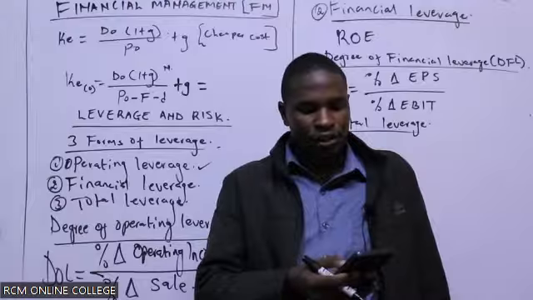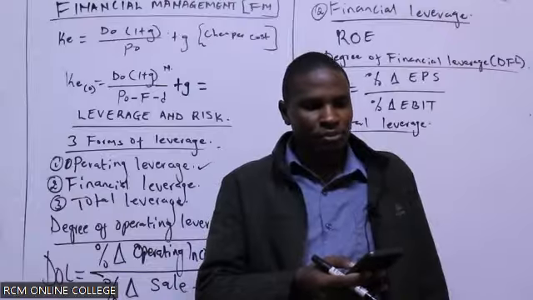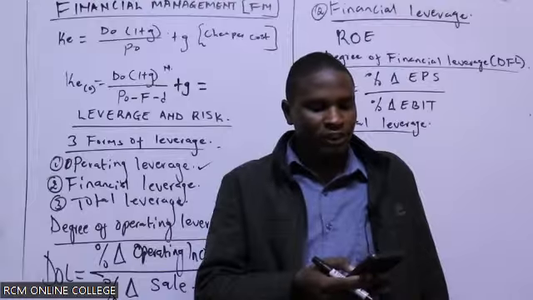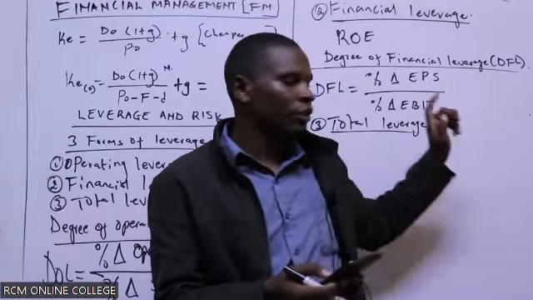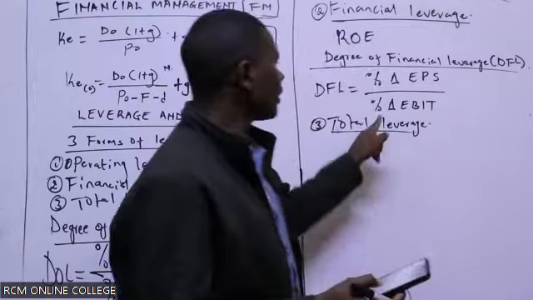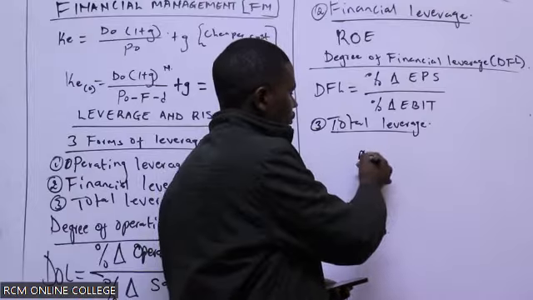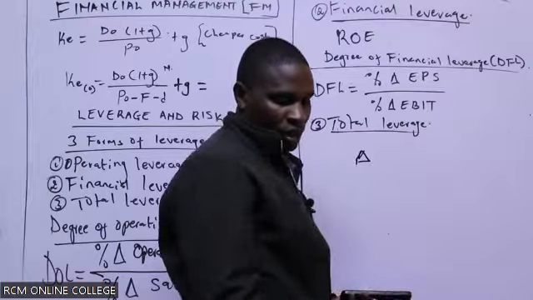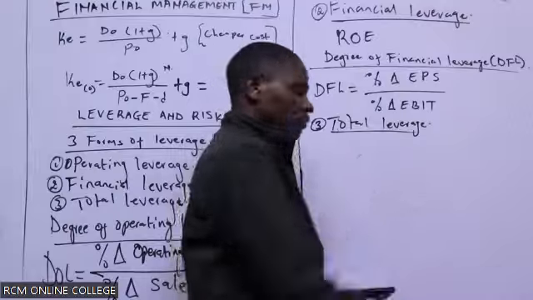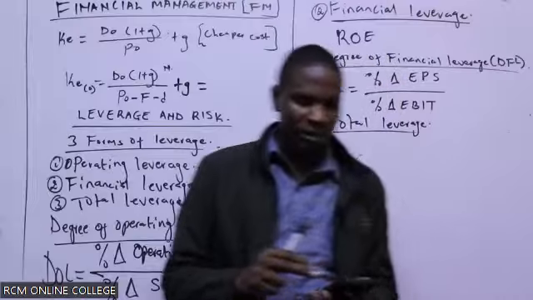EPS can change in response to a change in EBIT. Kumbuka hii ni ile symbol ya change. I hope you people remember the symbol of change. Just a triangle. That triangle is a change. Then in earning before interest and tax. A change in EBIT due to the presence of debt.